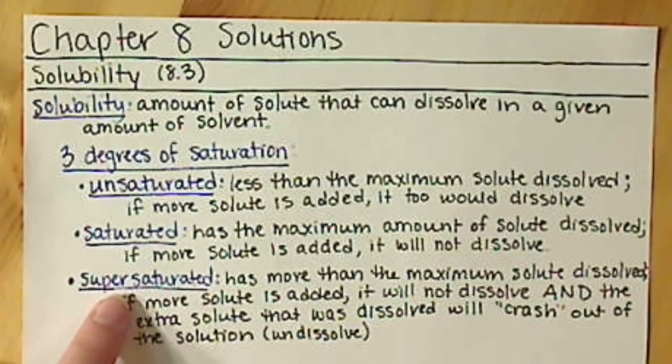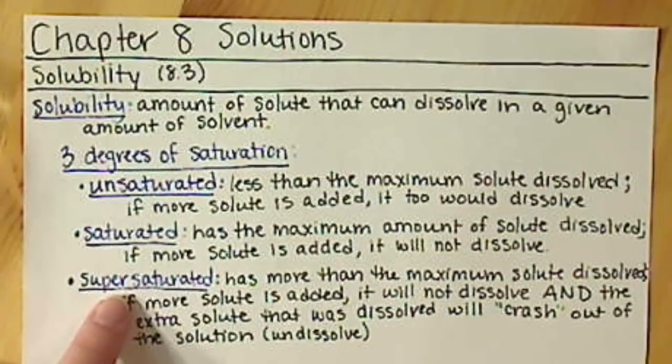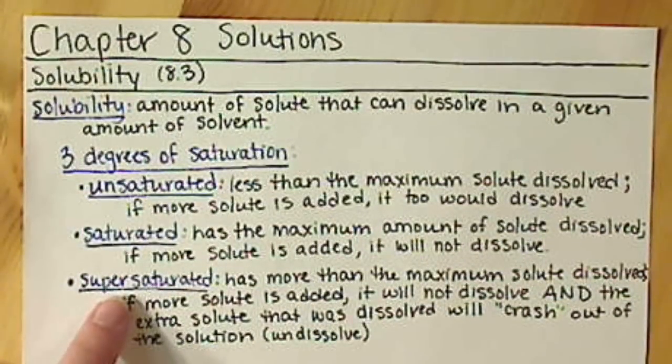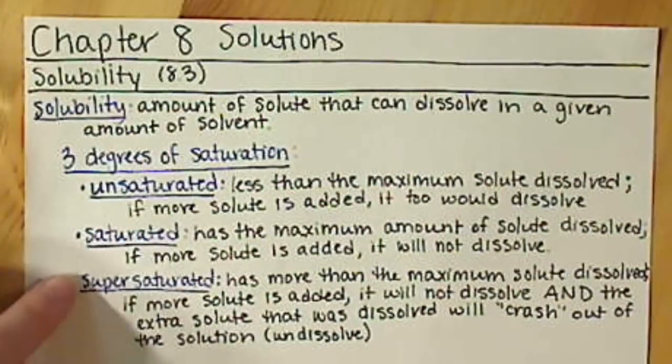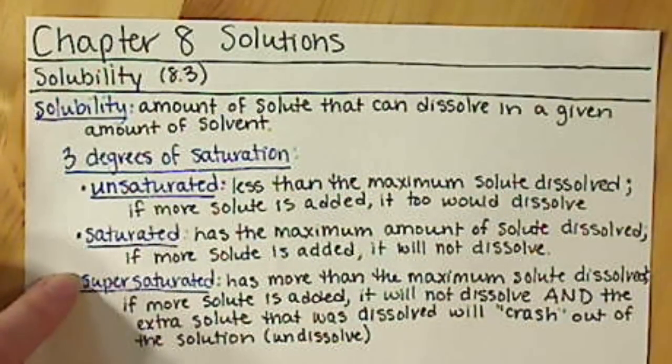So if you've ever made, say, hummingbird food from scratch, not from the powder mix that you buy, but just making a sugar water solution, you make a supersaturated solution by heating it up on the stove. You can get more sugar to dissolve, then you cool it back down. Once it's cooled back down, that's when you have a supersaturated solution.